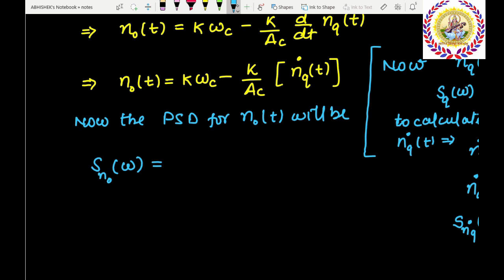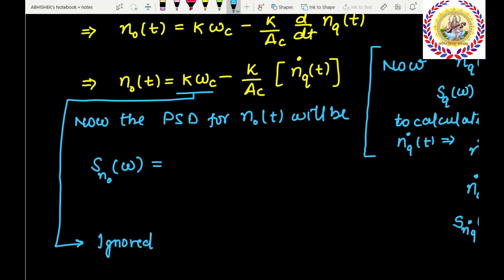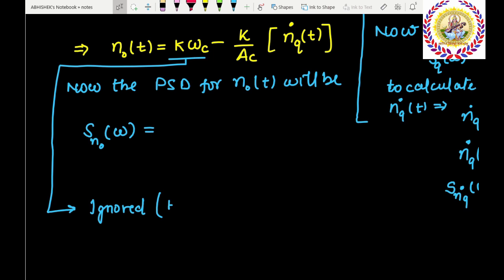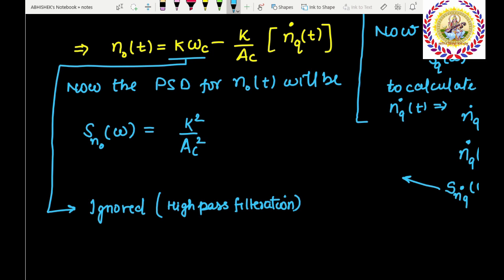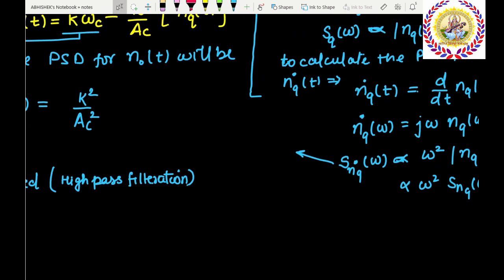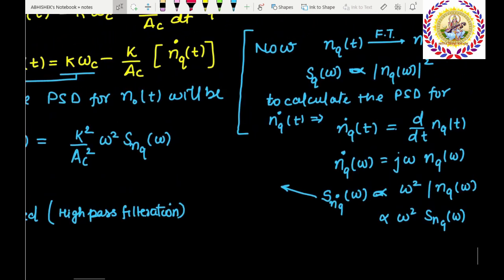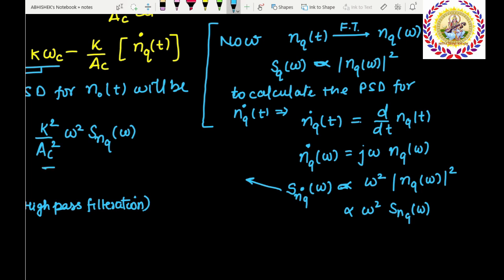S naught omega is equal to, now note that q of omega c in the above expression is a constant, and we can ignore this term as this is a DC term, and because of high pass filtration we can completely ignore this term. Now S naught omega will be equal to k square upon AC square into the value of Snq dot omega, which I have already calculated, which is omega square into Snq omega. Point to be noted, I have squared k upon AC because I'm talking about the magnitude of the whole expression; k upon AC is also considered as the magnitude part of nq dot t. That's why I have squared this term k square upon AC square.